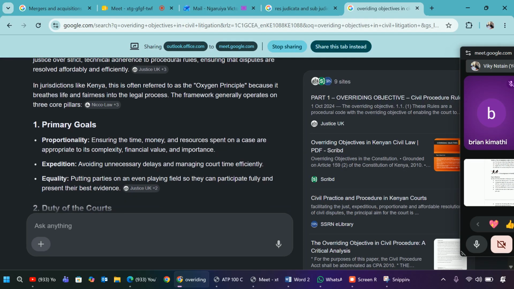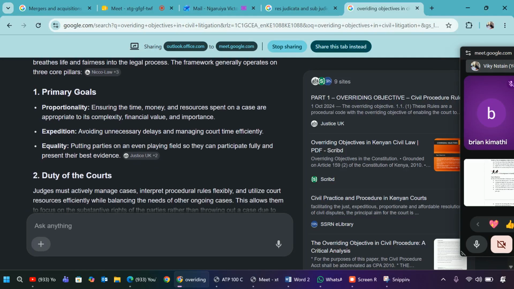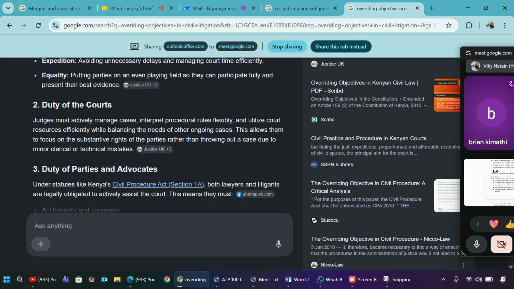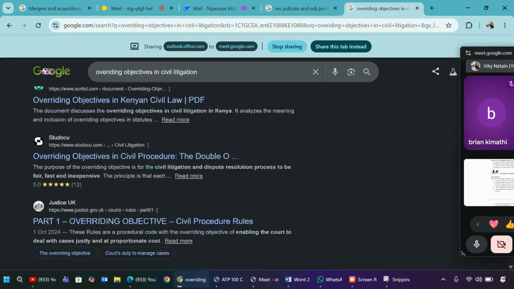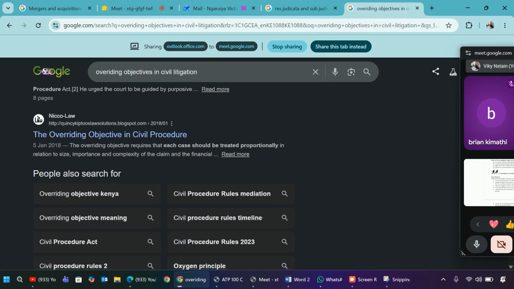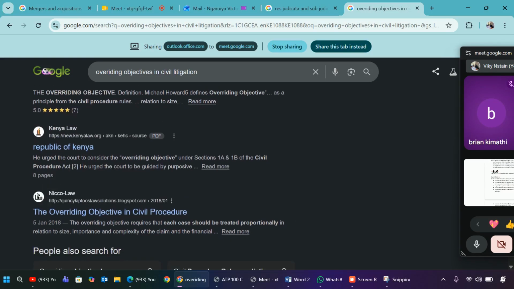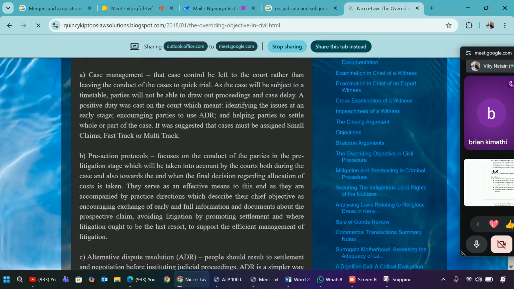In Kenya, this is often referred to as the oxygen principle because it breathes life and fairness into the legal process. And the legal framework generally operates on 3 core pillars. We have the primary goals on proportionality, expedition, and equality. We have duty of the courts, we have duty of parties and advocates. For the Kenyan context, I will have to see what the civil procedure provides when it comes to this overriding objectives.